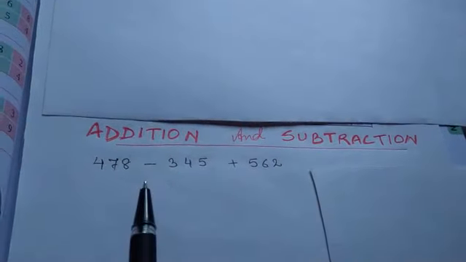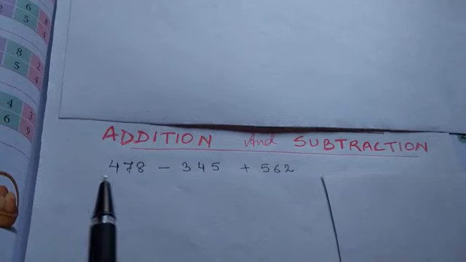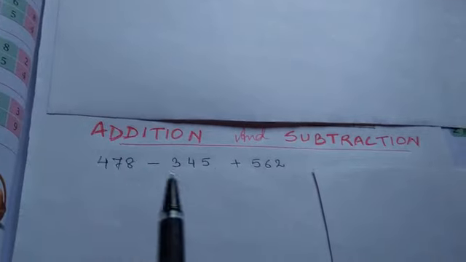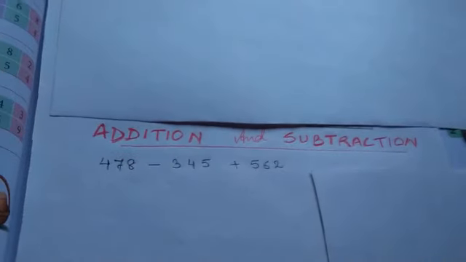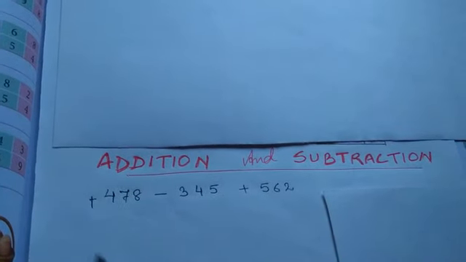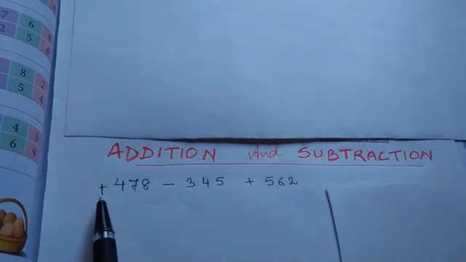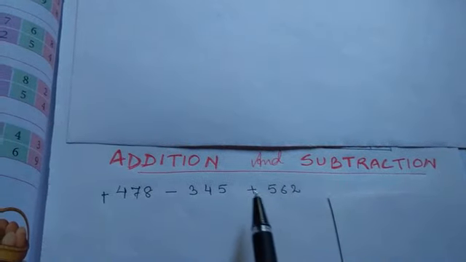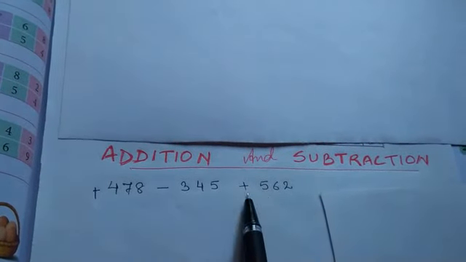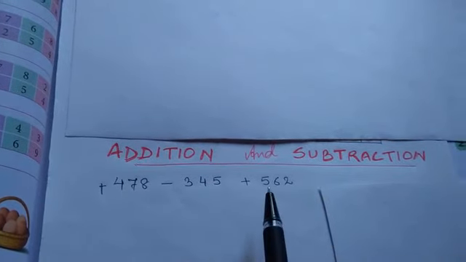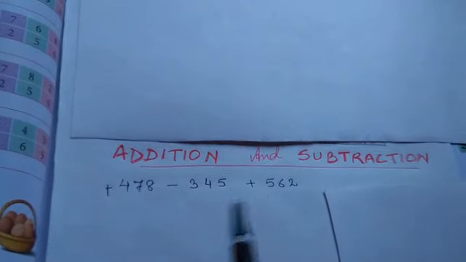Now in this case, 478 has no sign in front of it. It means the number which has no sign in front of it has a positive sign. You always need to know that. And 562 has a positive sign. It means we are going to add these two numbers, 478 and 562.